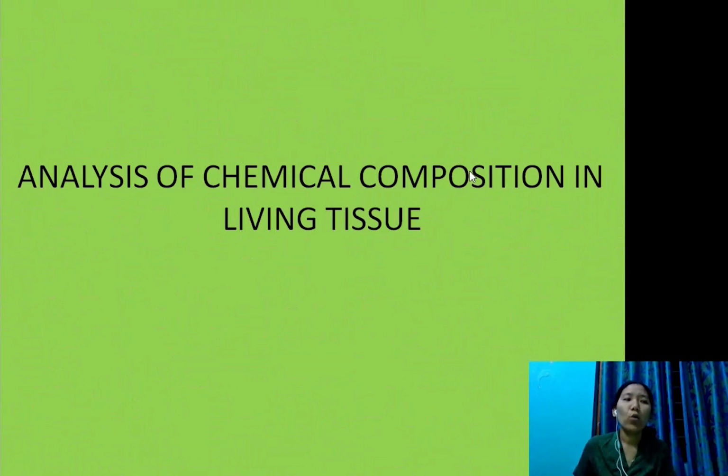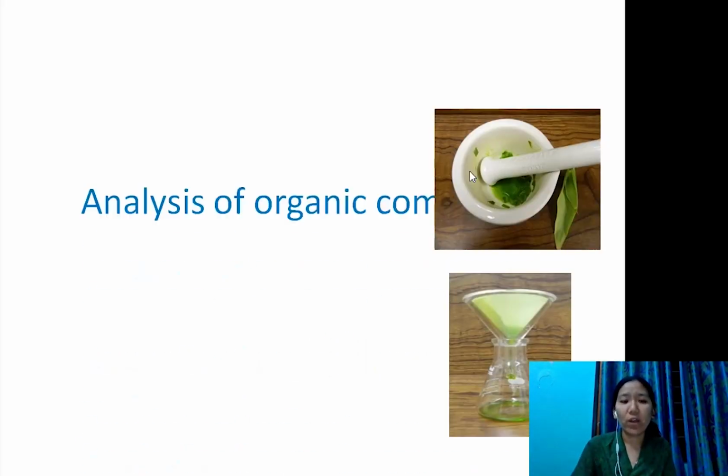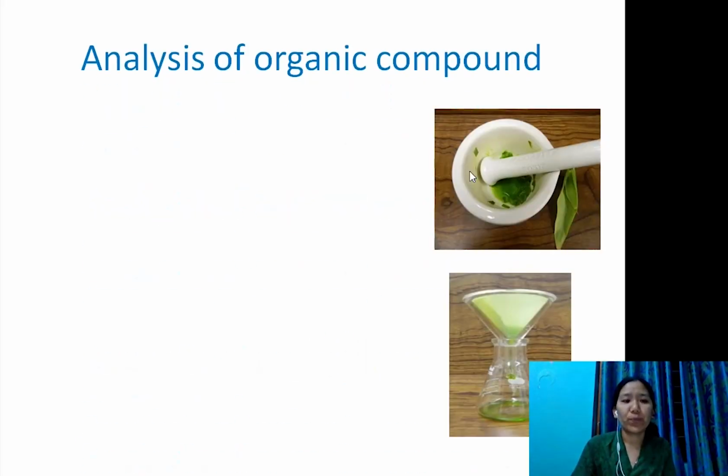Okay, so now how can we find out the chemical composition of a living organism? Or how can we find out the organic components or inorganic components in a living organism? What are the steps? Here we'll discuss the analysis of chemical composition in living tissue. The first one is analysis of organic compounds.